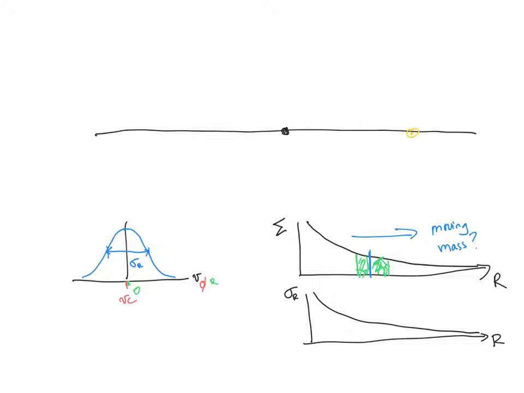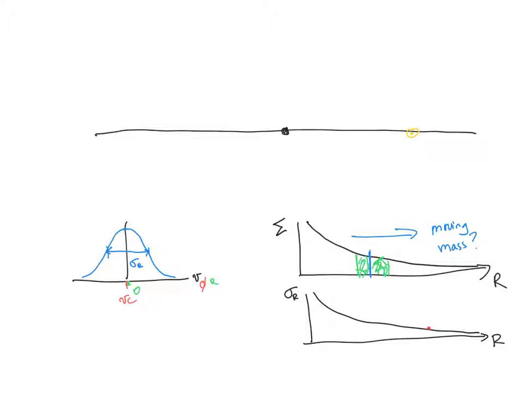So then what this plot over here means, saying that the velocity dispersion is exponential, that's like saying in the inner part of the disk, there are more random motions. Exponentially, the motions are more randomized than they are out here.